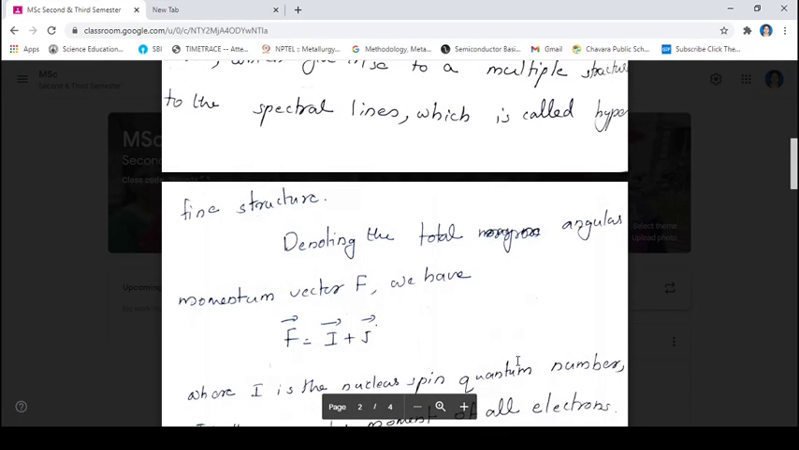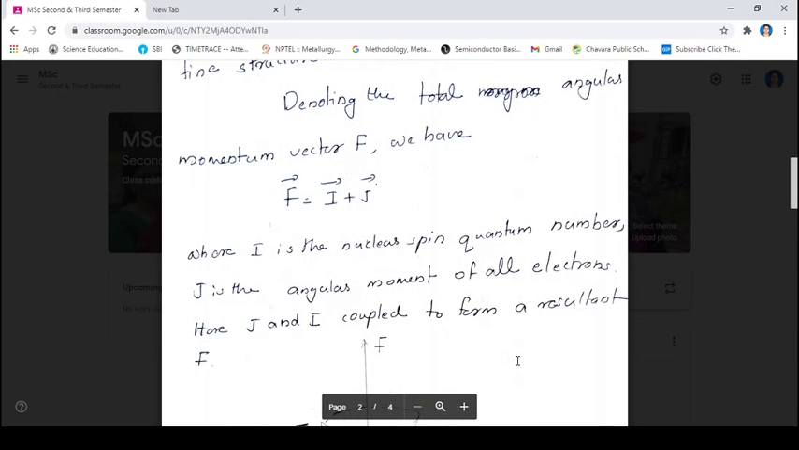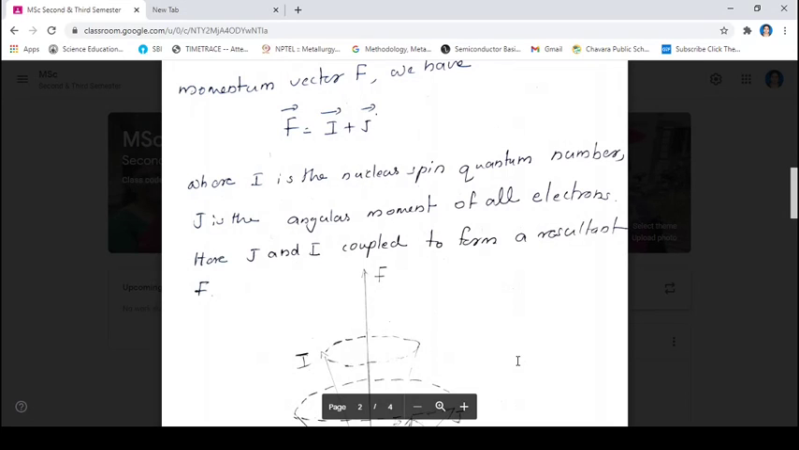Now, the coupling between the electron angular momentum and the angular momentum of the nuclear spin gives a total angular momentum, usually denoted by the symbol F, and F is equal to the sum of I and J. Here I is the nuclear spin quantum number and J is the angular momentum of all the electrons.